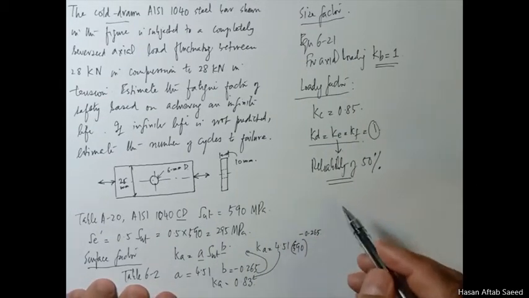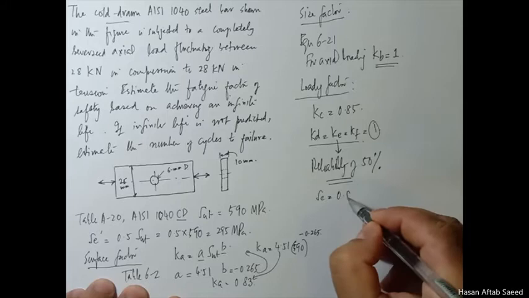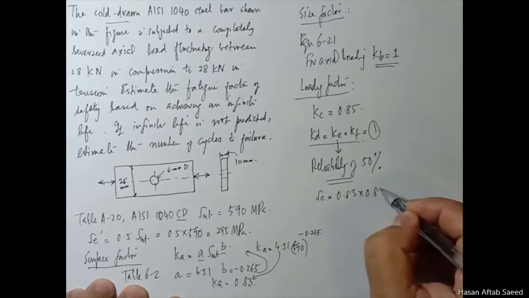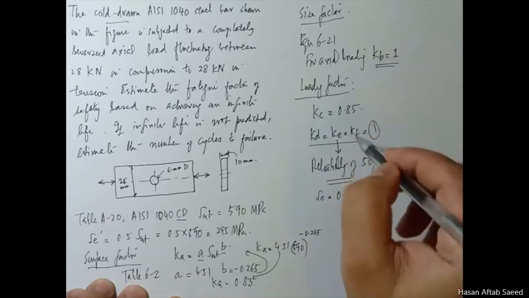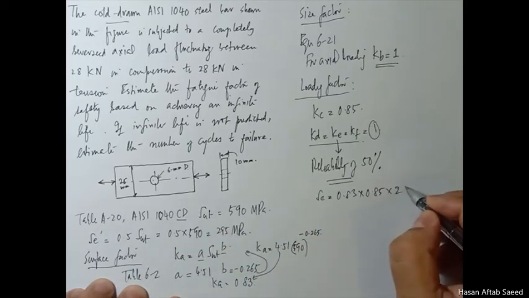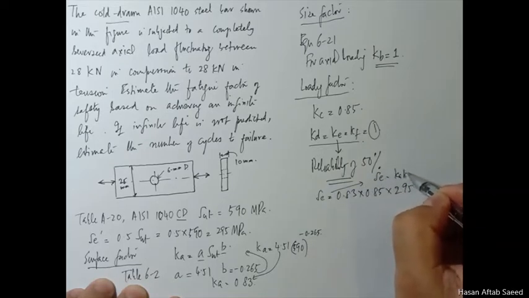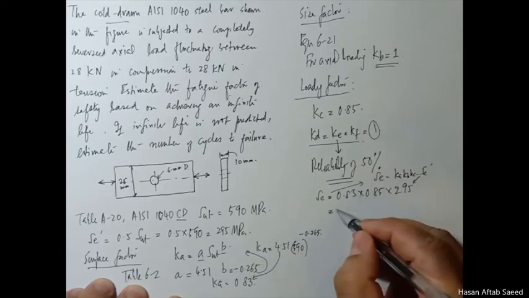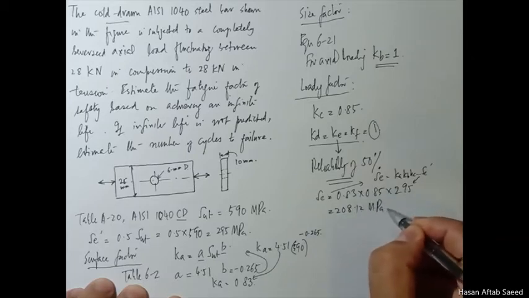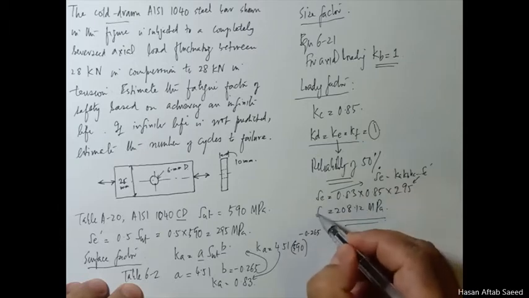So now let's apply the Marin equation. Se is equal to 0.83, 0.85, and all the others are 1, so you just put the value of Se prime, 295. This equation is actually Ka, Kb, Kc into Se prime. This is the equation we are talking about. And this turns out to be 208.12 MPa. Now this is the Marin equation, and we have found the endurance limit.